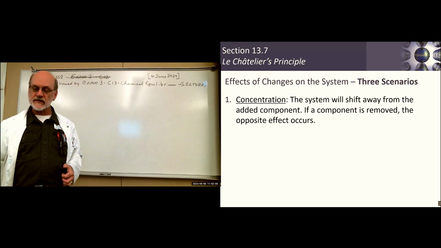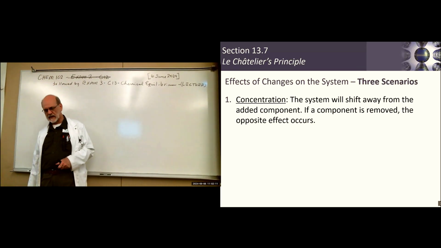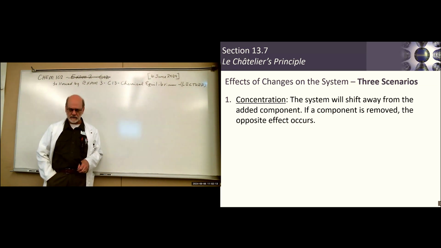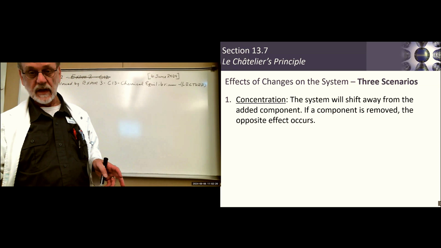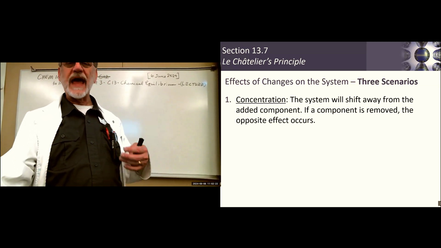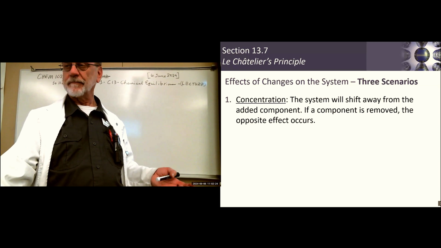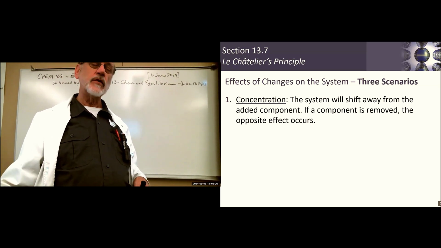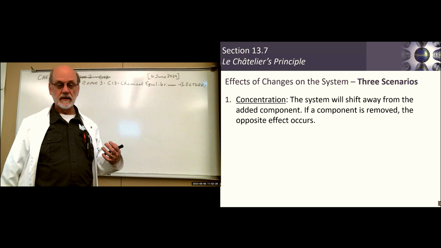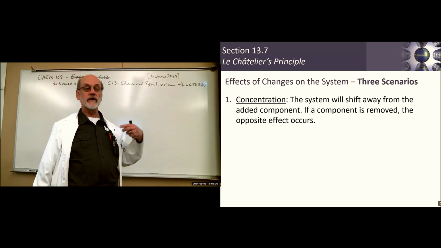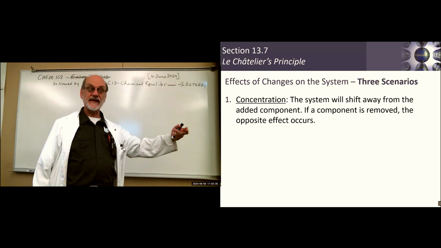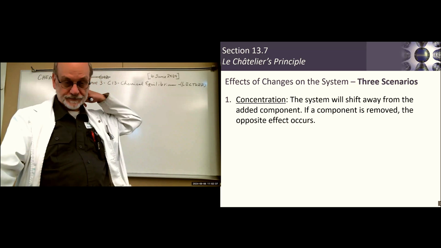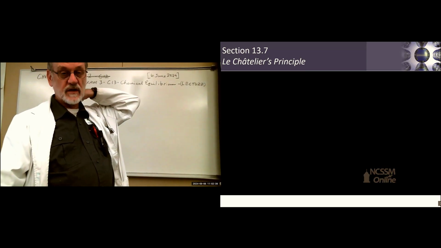There are three ways that we can disturb a reaction. One is concentration. We talked about that one already. So the system will shift away from the added component. Or if you remove a component, the system will shift toward the removed side to try to replace some of it. Concentration is easy to understand.